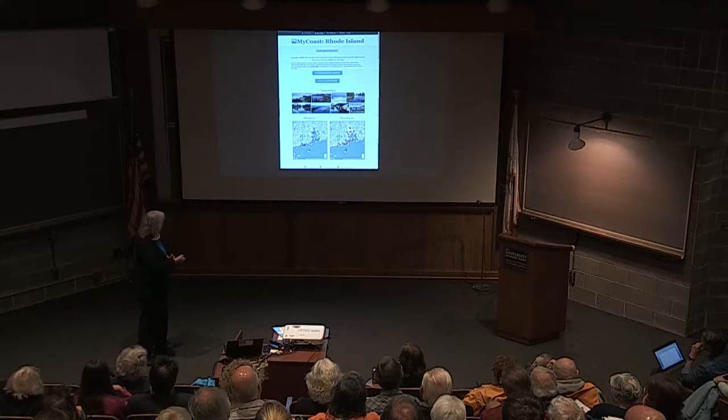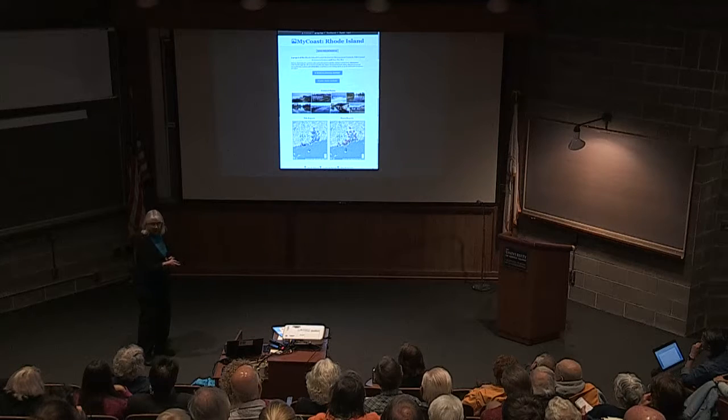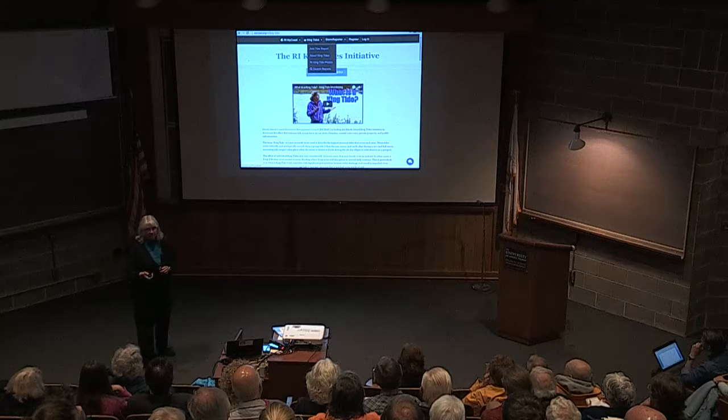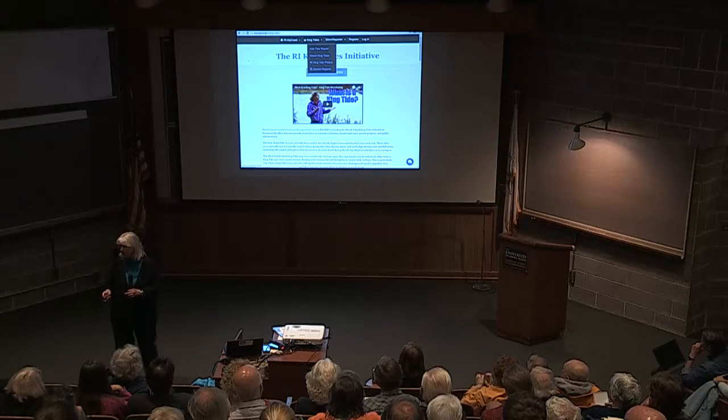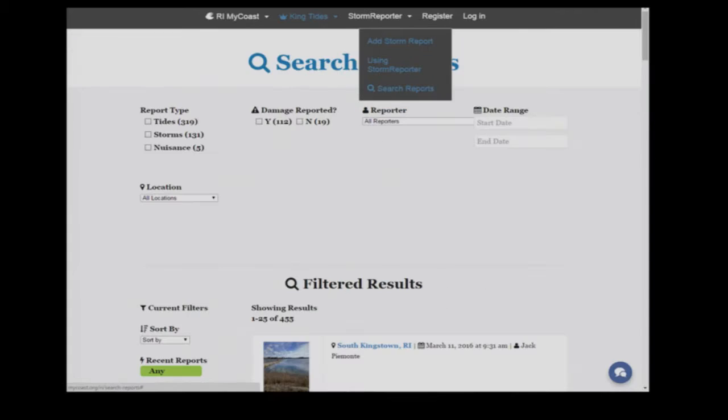So go out the day after and then submit your pictures. And you can look at reports that have been submitted either geographically or you can search them under the different tabs. So this is the king tide tab. It's just a non-scientific word to indicate that these are the astronomical high tides. They're the extreme high tides. And we define these in Rhode Island as any tide that's at least a foot higher than mean high water. So you can add your report, you can search reports, or you can look at the photos there.